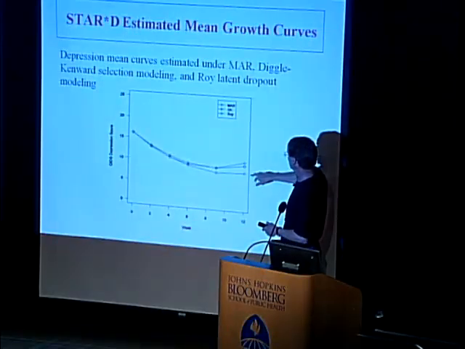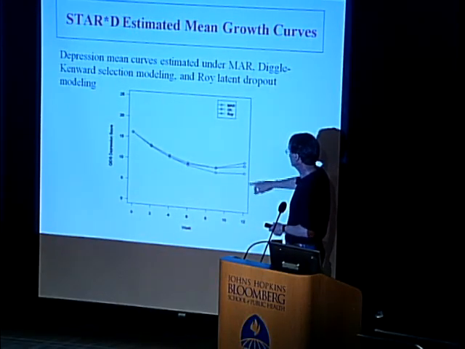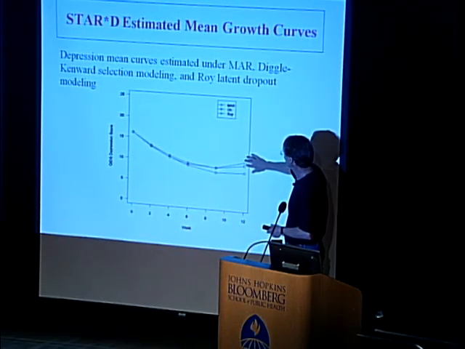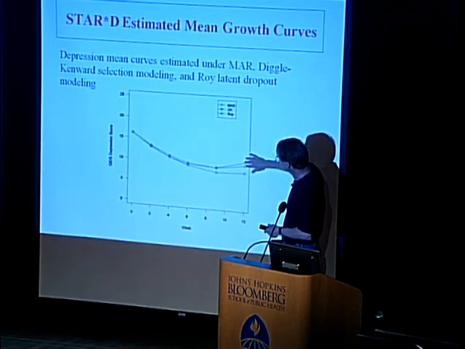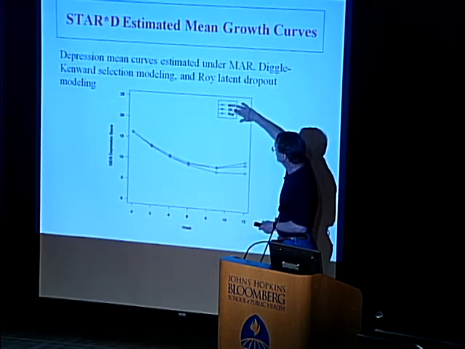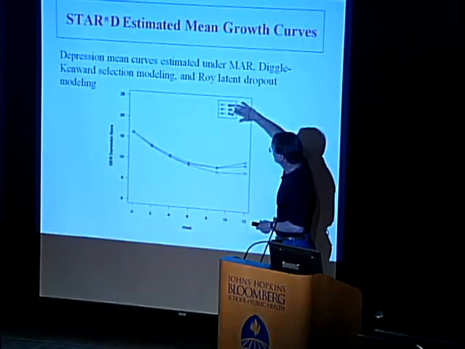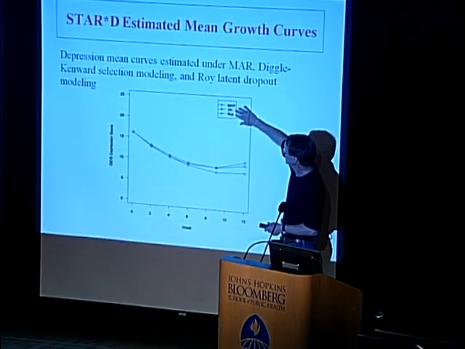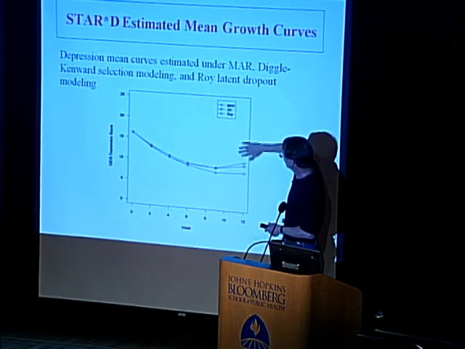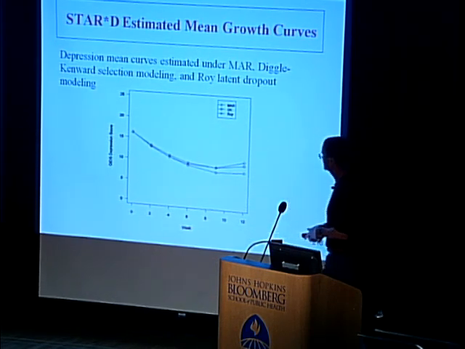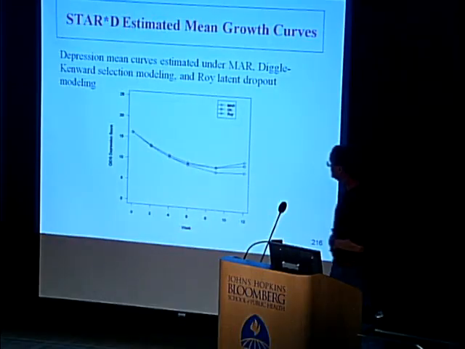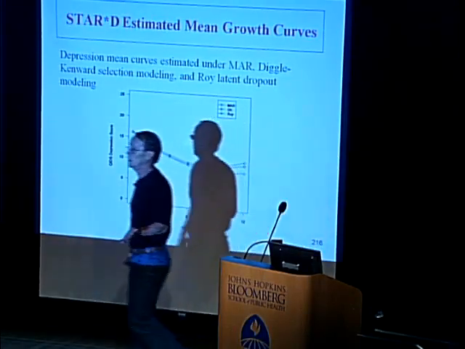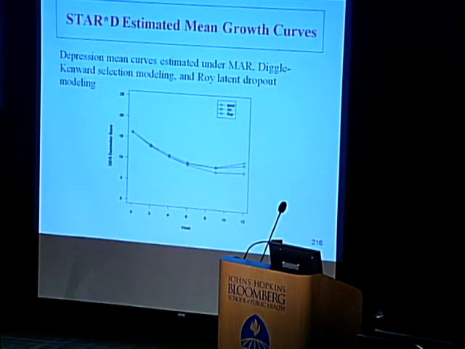MAR is the lowest here. And Roy and DK, these are the two. This is Diggle-Kenward selection modeling. This is Roy's latent class version of pattern mixture modeling. And they tend to lie a little bit higher. Why is MAR the lowest curve at the end?